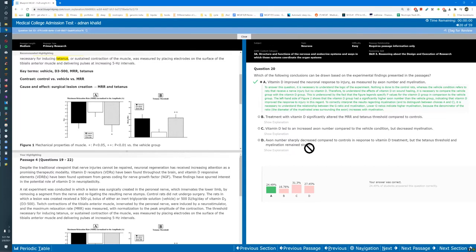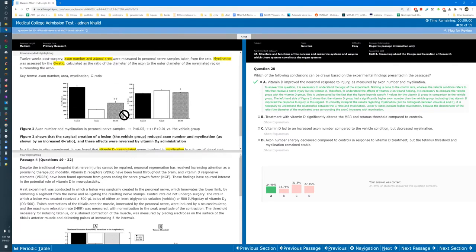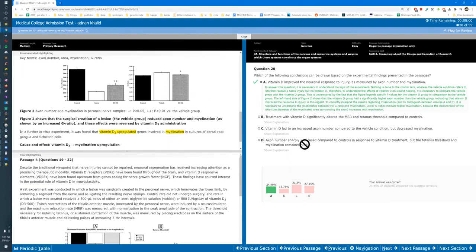Sharply decreased compared to controls in response to vitamin D treatment. But the tetanus threshold seems to be about the same. I think this and this are the only ones that are statistically relevant. This and this as well. I wonder why. B and D incorrectly compare the vitamin D in control groups.